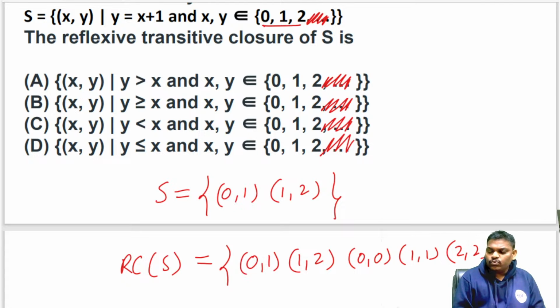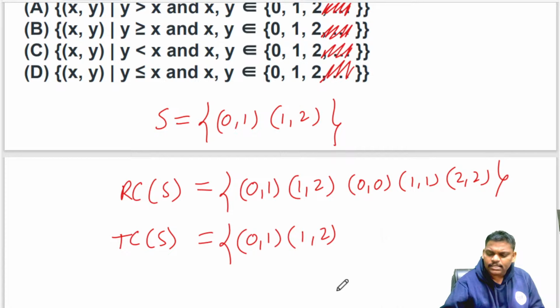The minimal reflexive relation including S is known as the reflexive closure. So the reflexive closure of S I calculated. In a similar way, the transitive closure of S also let me calculate. Transitive closure of S is equal to, first of all, S itself. Next, what are the minimum things I have to add so that it will become a transitive relation?